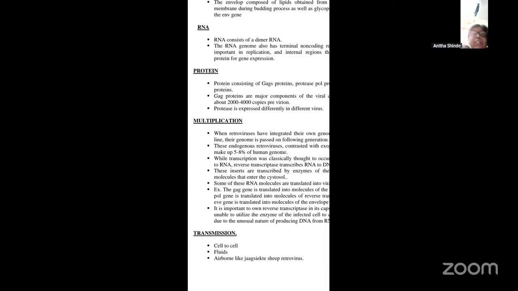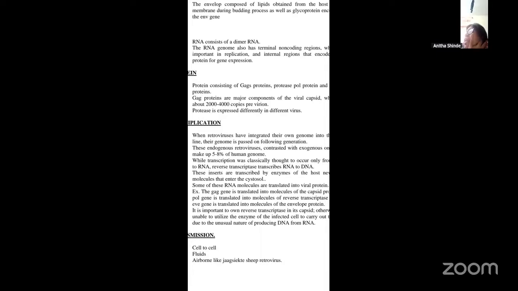And when transcription is going on, the reverse transcriptase will transcribe the RNA to DNA. You all know the dogma of protein synthesis: from the DNA, RNA is formed, and from the RNA, proteins are formed. But here, since these viruses have the reverse transcriptase enzyme, it will transcribe this RNA to DNA. So from the RNA, you form the DNA.